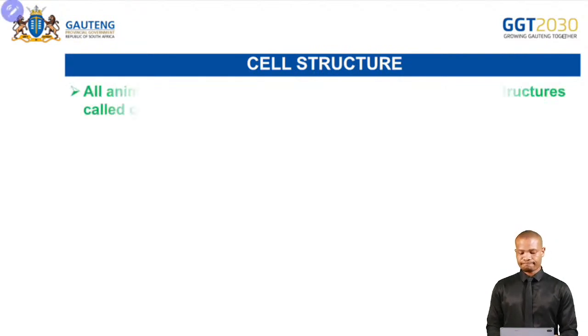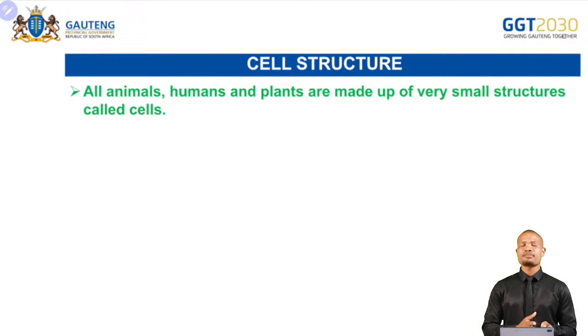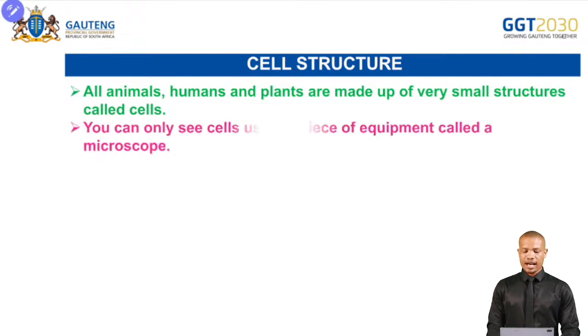Let's continue. So all animals, humans and plants are made up of very small structures called cells. So the smallest building blocks of living organisms are cells. So this is how we differentiate between non-living and living organisms. Living organisms are made up of cells, and non-living organisms are probably not made up of cells because the cell is what defines us. It's the smallest building unit of living organisms. Right. So these cells are very, very, very tiny.